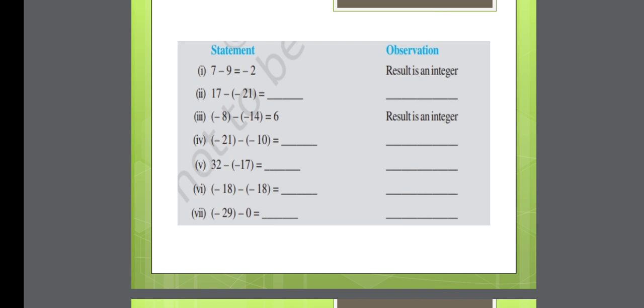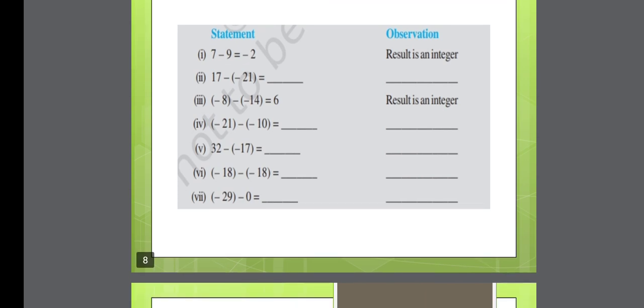Yes, the result will be 38, which is again an integer. In the third case, minus 18 subtract minus 14 from minus 8, the result is 6, an integer. Fourth case, minus 21 and minus 10 are both integers, and if we subtract them, we get the result minus 11, which is again an integer.